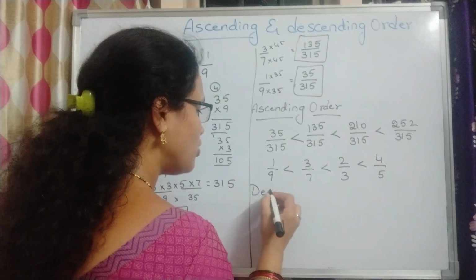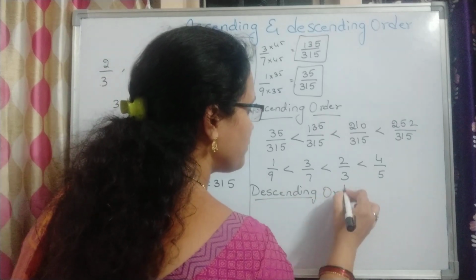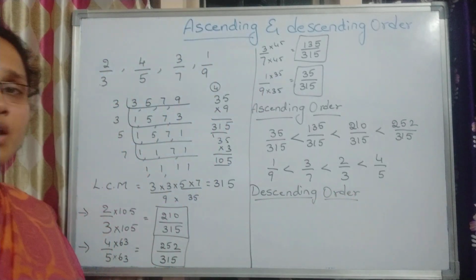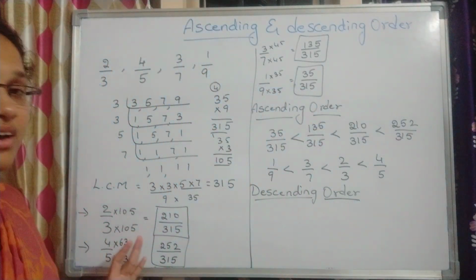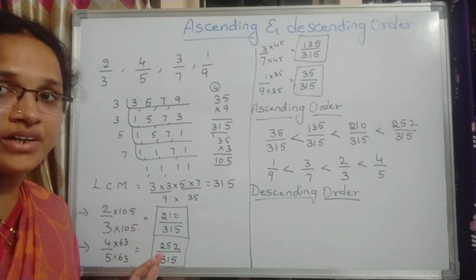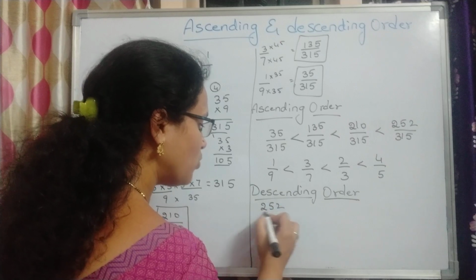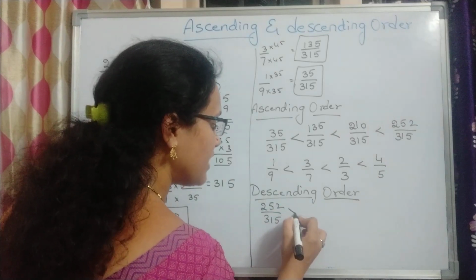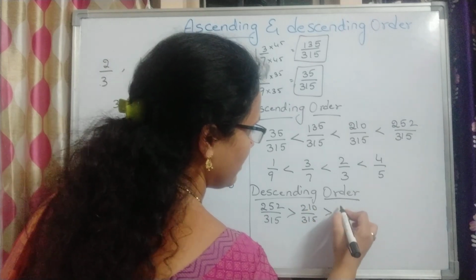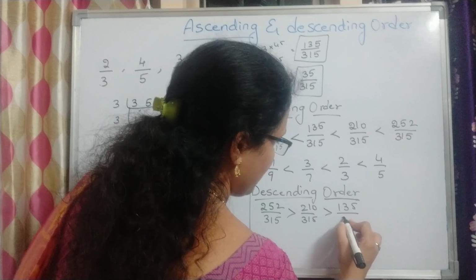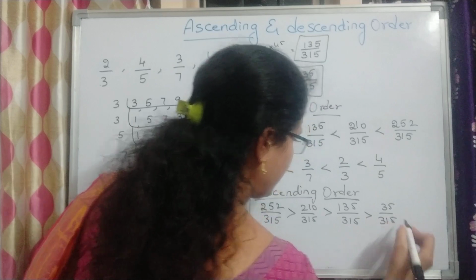In the same way, you write the descending order also. Descending order means nothing but big to small. Yes or no? Big to small. So when you are writing big to small, again in the same way, we write from the fractions which have been converted, that means changed to like fractions. So 252 by 315 is greater than 210 by 315 is greater than 135 by 315 is greater than 35 by 315.